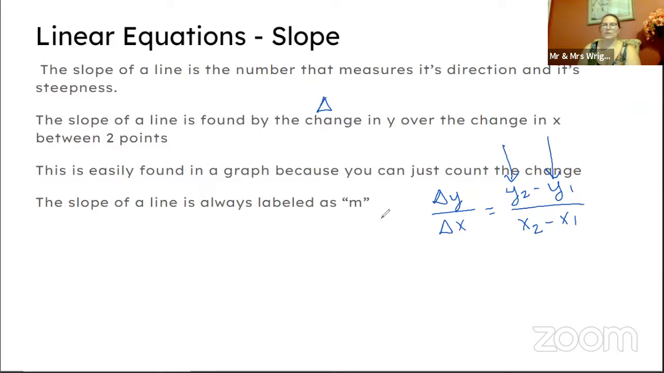Now, slope is going to be called m. I have people ask me all the time, why isn't it called s? I have no clue. It's just called m. I'm sure there's a reason. I just don't know it.